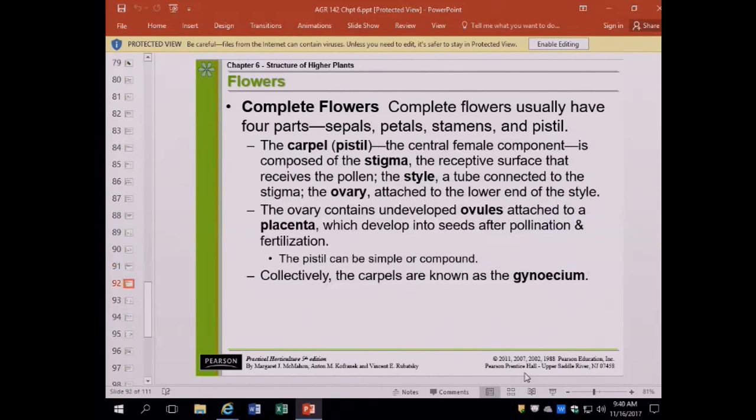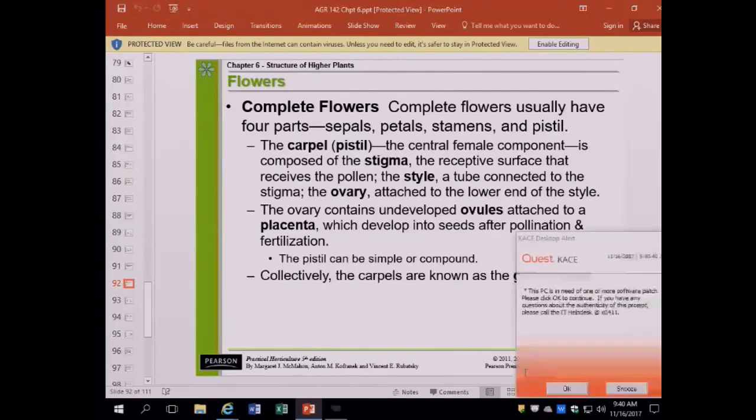It's composed of the stigma, which is the receptive surface that receives the pollen, and then it talks about the style, which is the tube that is connected to the stigma, which then is the ovary, which is attached to the lower end of the style. And the ovary in a complete flower is the component or the portion that is going to contain the seed or seeds.